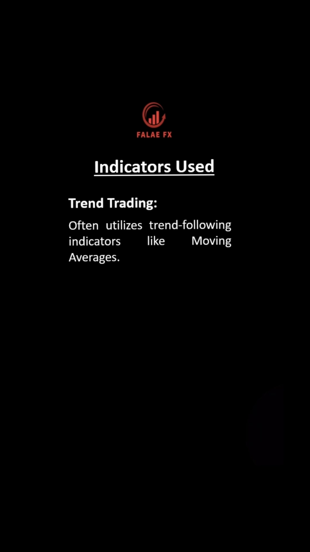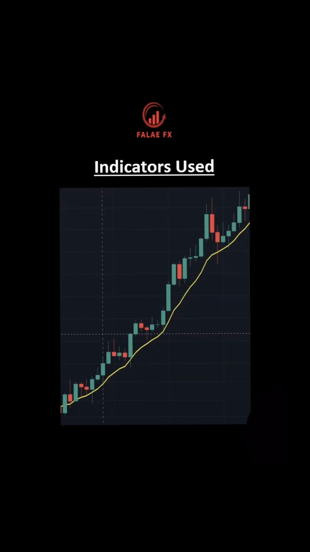Indicators. As far as trend trading is concerned, trend trading utilizes trend following indicators like moving averages. The moving average is this yellow line you can see. One of my main indicators I use to determine whether or not to buy or sell. Price crossed and closed above and stayed above the moving average all the way to the top.